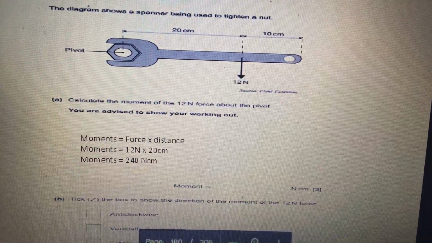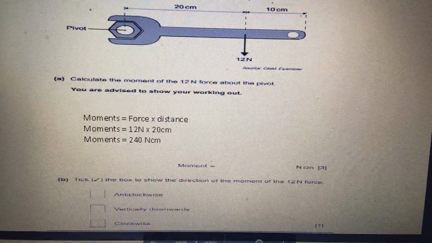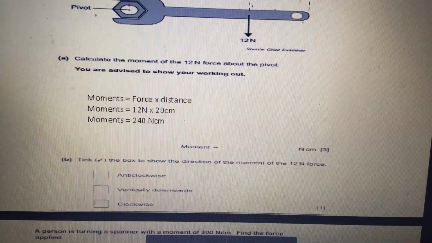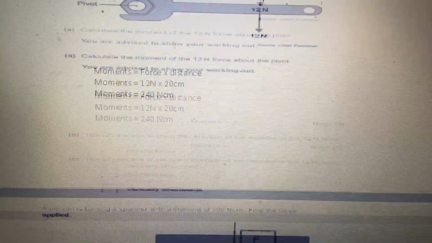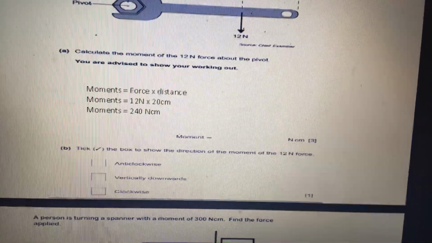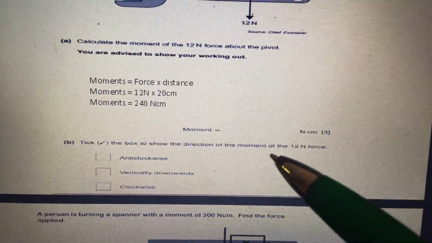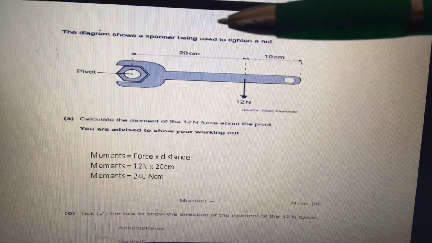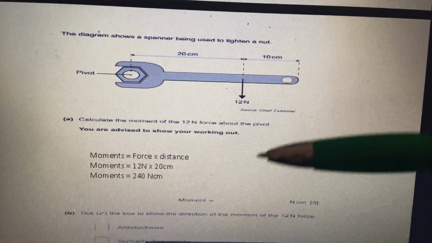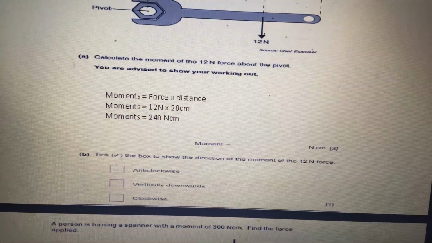This question is similar and therefore it's not too bad. So you can just follow the answers here whenever you're doing this. Now if you just look here, tick the box to show the direction of the moment of the 12 Newton force. Okay, the spanner is moving this way, so that would be a clockwise moment.